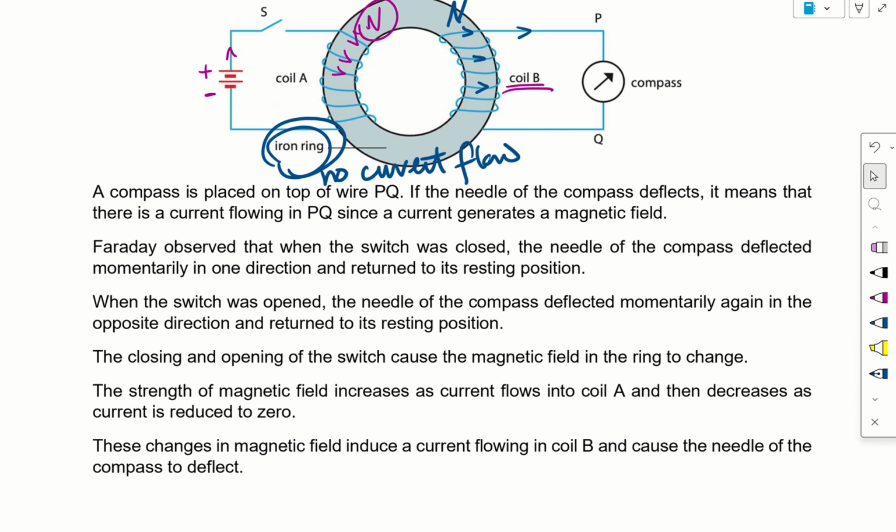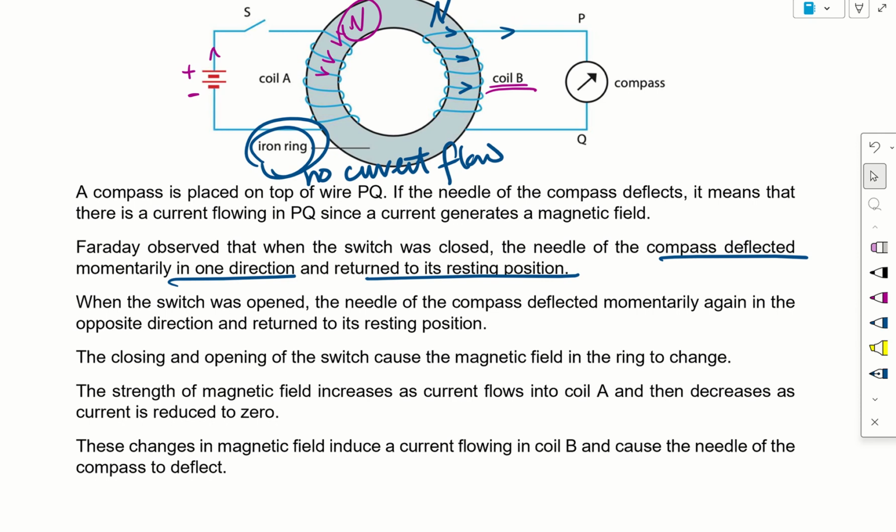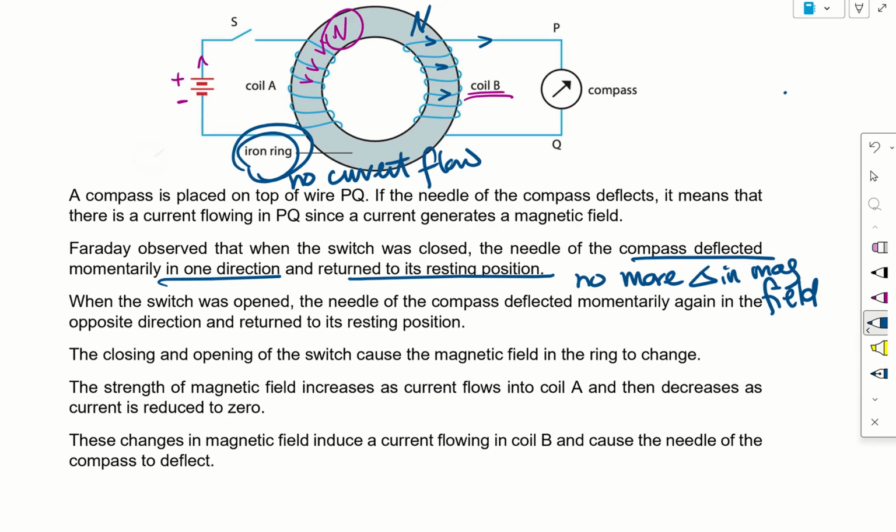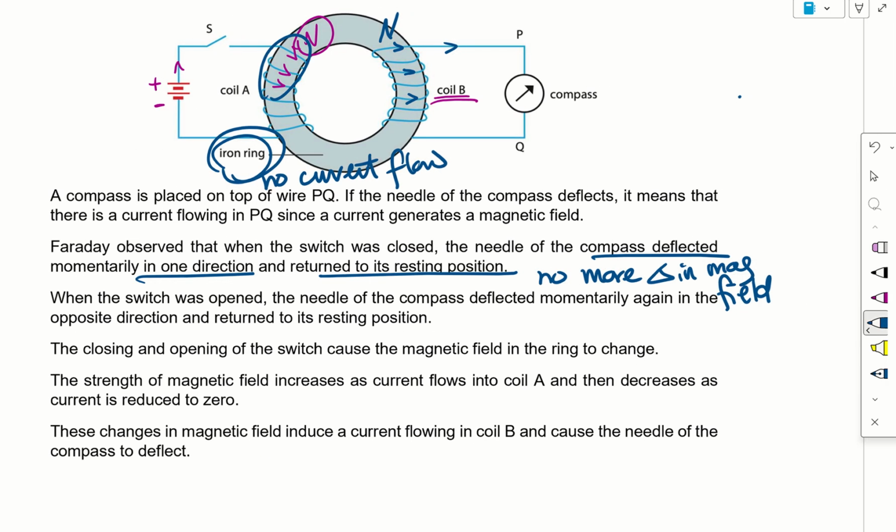Faraday observed that when the switch was closed, the needle of the compass deflected in one direction and returned to its resting position. Why does it return to its resting position? Because after the switch is closed, he was using a DC circuit, DC current, so there will be no more change in magnetic field. The current becomes stable, the magnetic field produced by this current is stable, so the coil doesn't experience a change in magnetic field anymore. So there will be no more induced current after a while, and so the compass returned to its resting position.